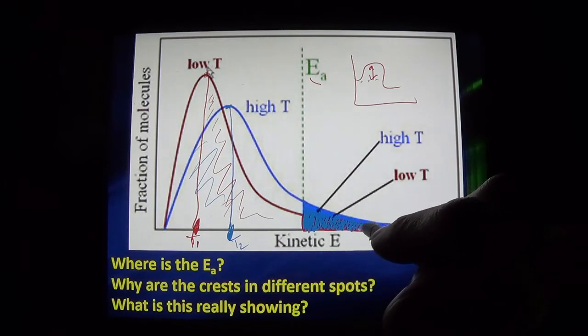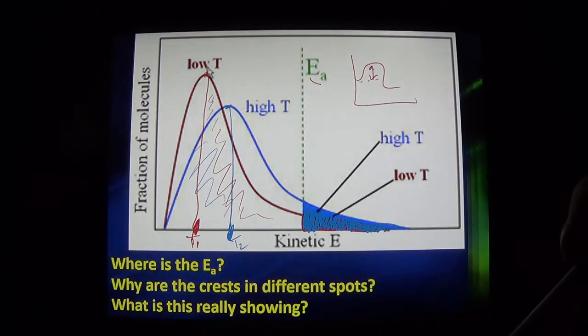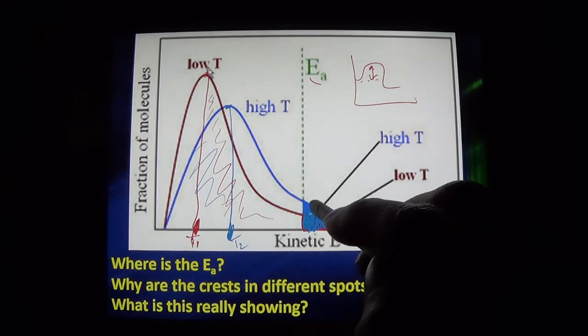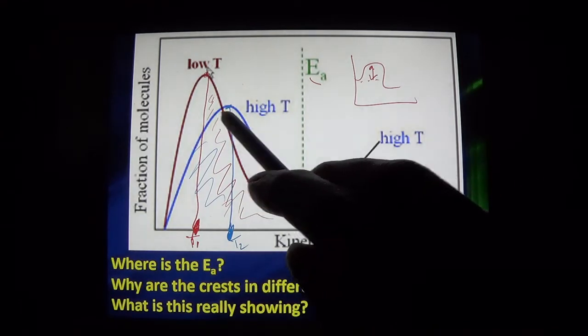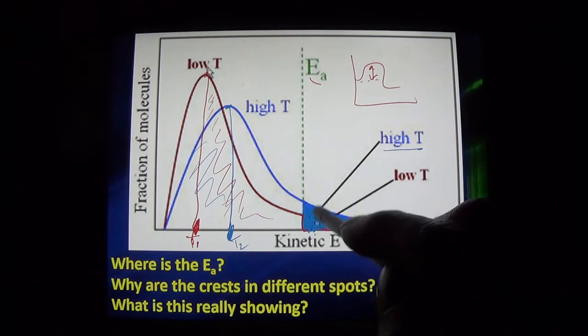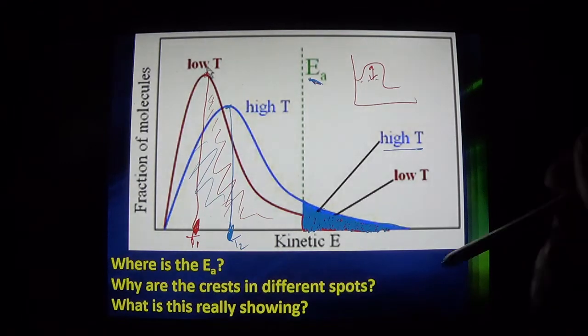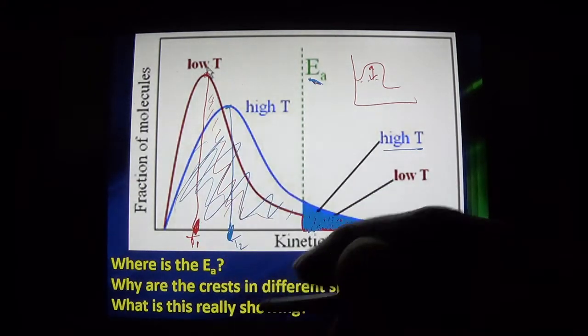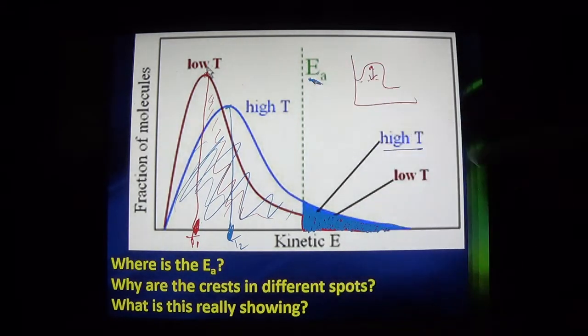What has literally occurred to the amount of molecules that have enough energy to get over the hump and be successful in making a reaction when they collide is this amount, and that is a much greater area under the curve. So we see at high temperature, more molecules have the activation energy required to be successful when they collide. All these molecules back here are colliding, they just aren't successful. It's these that have the activation energy required.